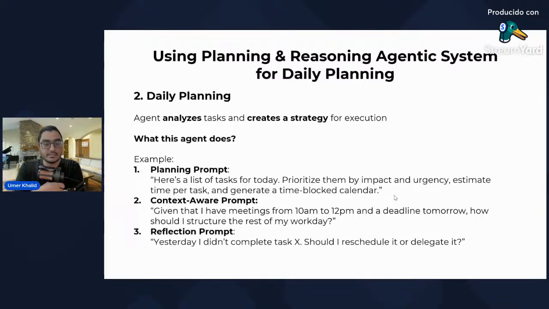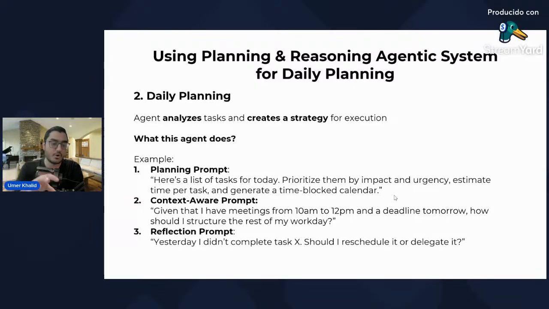Then what it does is, given that the context aware prompt would be, given that I have meetings from 10 a.m. to 12 p.m. and a deadline tomorrow, how should I structure the rest of my workday? So it should be able to have context of your calendar and meetings, and be able to give you a more structured output based on your current schedule. And then the reflection prompt could be something like, okay, yesterday I didn't complete the task X. Should I reschedule it or delegate it?